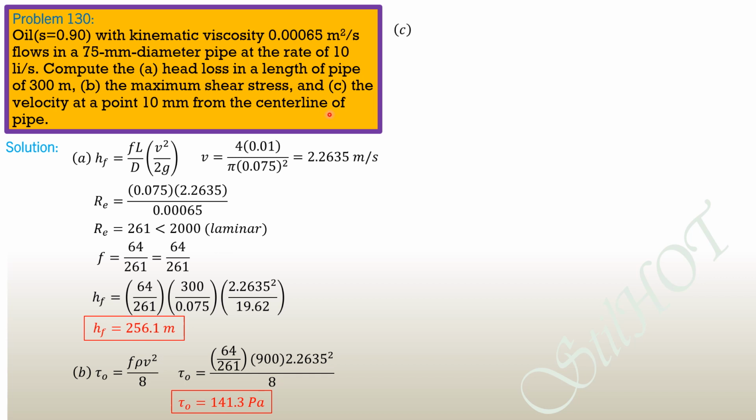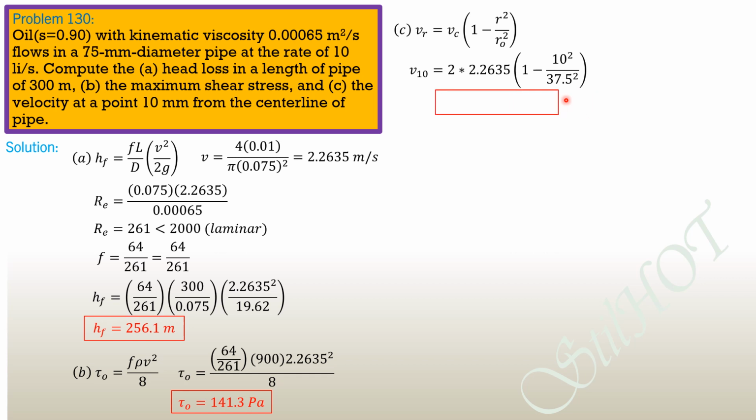So substitute V sub R equals V sub C, quantity 1 minus R squared over R sub O squared, and V sub C is 2 times the mean velocity of flow. So 2 times 2.2635, quantity 1 minus 10 squared over 37.5 squared. So the velocity there is 4.205 meters per second.